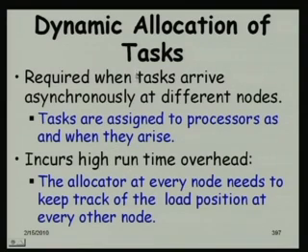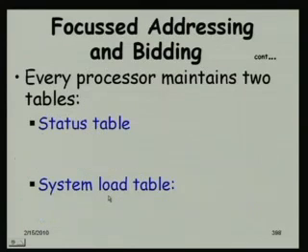The dynamic algorithms, of course, handle cases which cannot be handled by static algorithms, but they incur high runtime overhead, because the allocator component here has to keep track of the load position of every node. Based on that, it will make the decision. It needs to keep track of the current load of different nodes, and based on that only it can decide where the task will run.